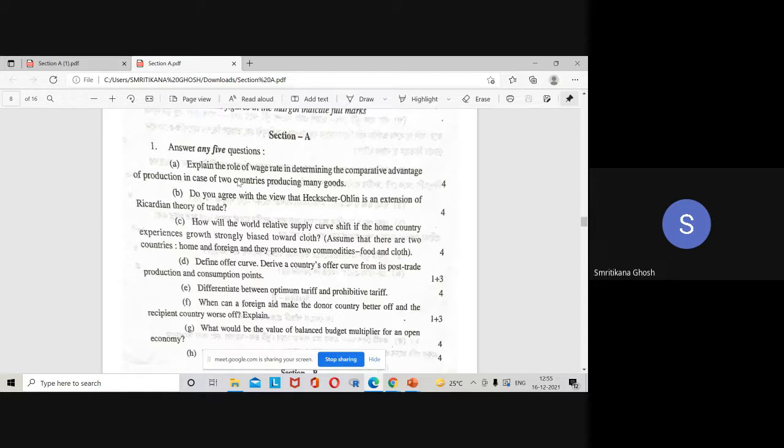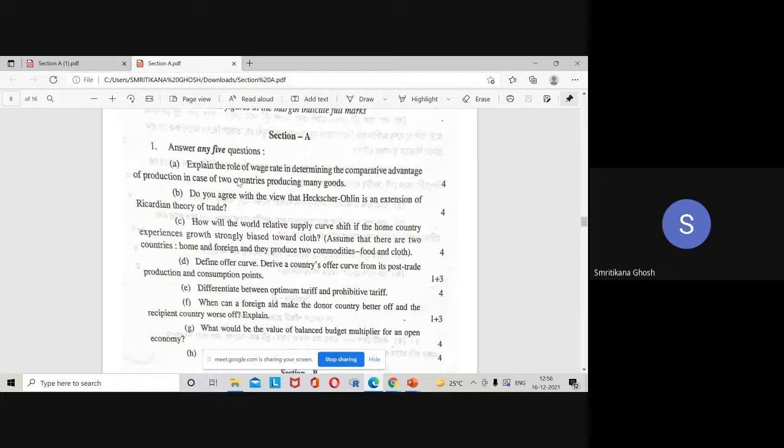Do you agree with the view that HO model is an extension of the Ricardian? Yes, it is an extension because, first of all, it is based on the criticism of the Ricardian theory. Ricardian theory is of one commodity, HO is of a two commodity model. Ricardian is going for single complete specialization. HO is going for incomplete specialization.